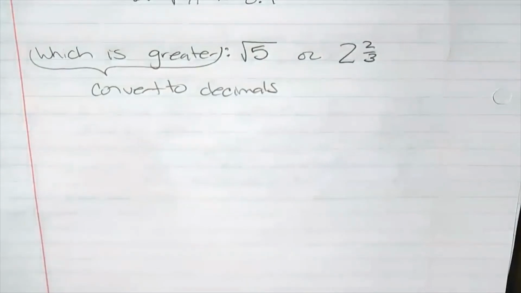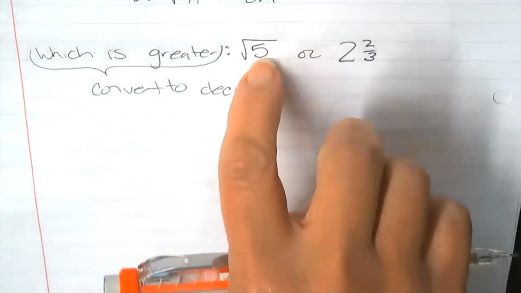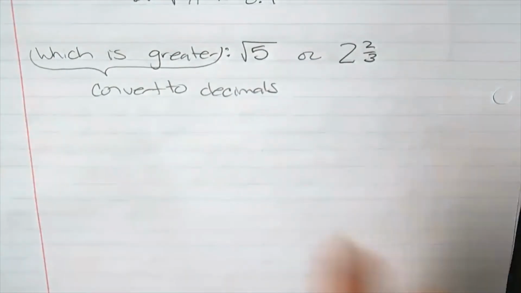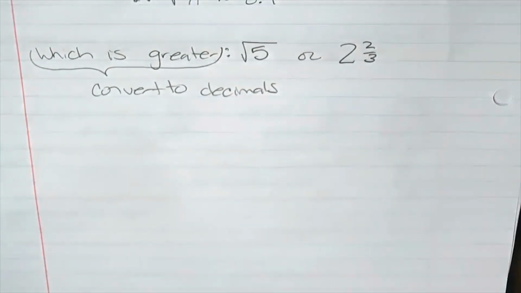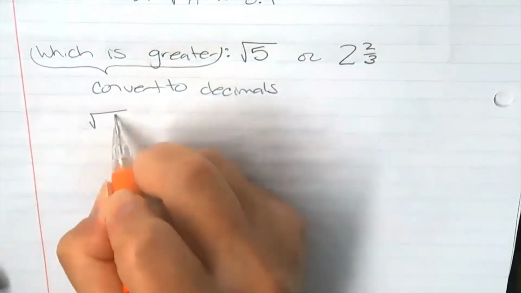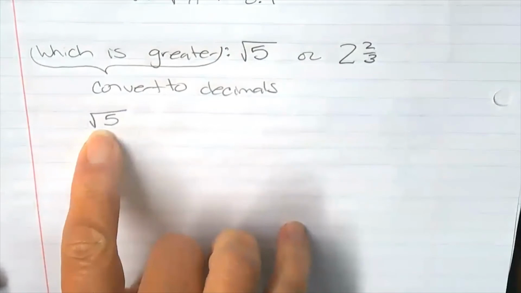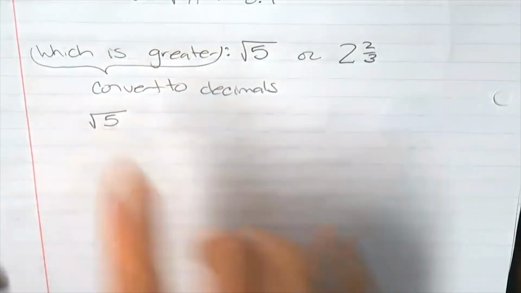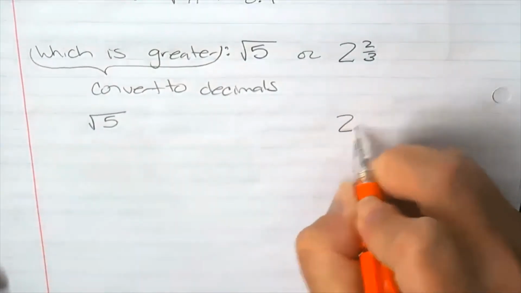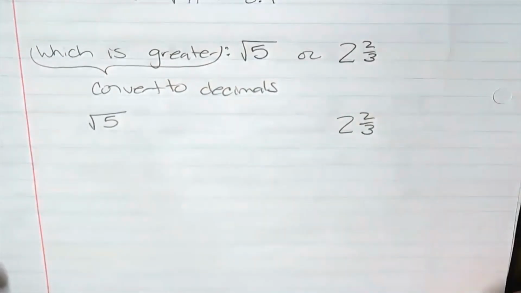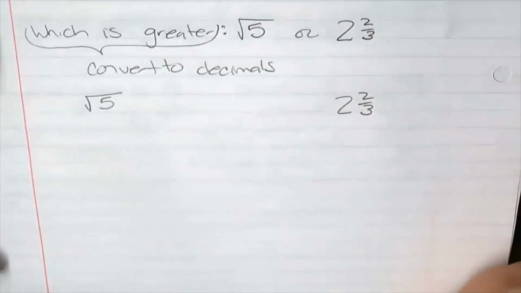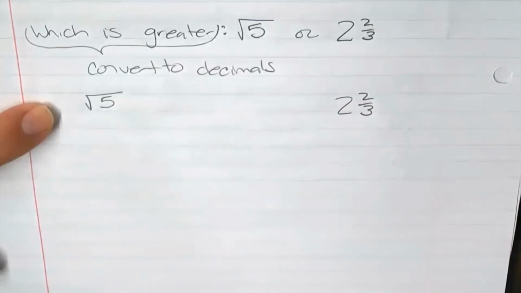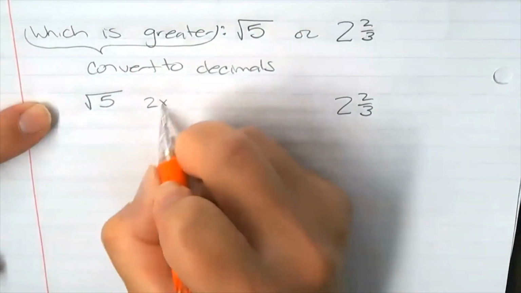So when they're asking you to compare decimals and fractions, or fractions and percents, or fractions and square roots, always convert to decimals. But that means this is kind of two problems. We need to find the square root of 5, and we need to convert 2 2/3 into a decimal. Okay, let's start with the square root of 5. Let's start with the whole numbers.